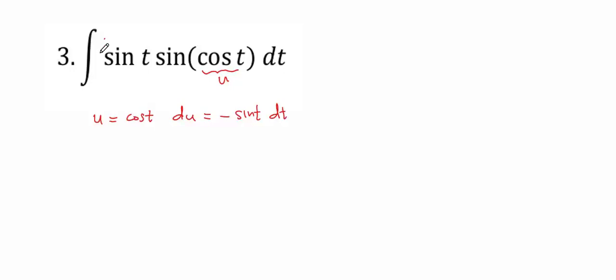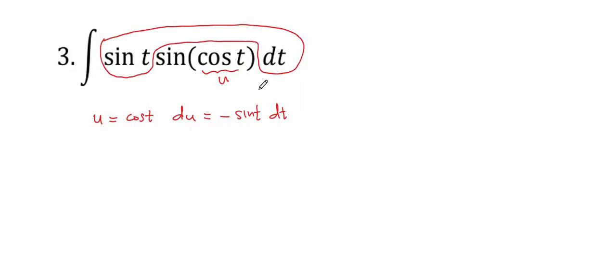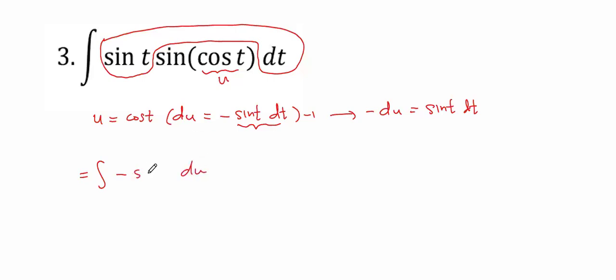Notice that the remaining part of the integrand can be solved from this. Sine t dt can be seen as a value of du. Let us solve for its value. We multiply by negative 1, so this becomes negative du, which is sine of t dt. We now have the integral of negative du times sine u. So this is equal to negative, copying the numerical factor.